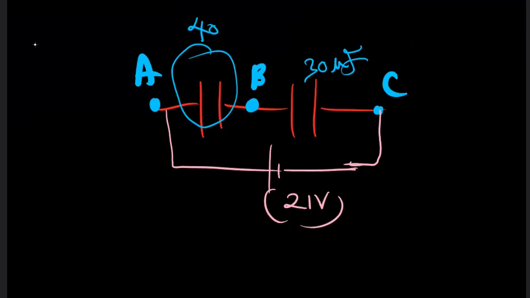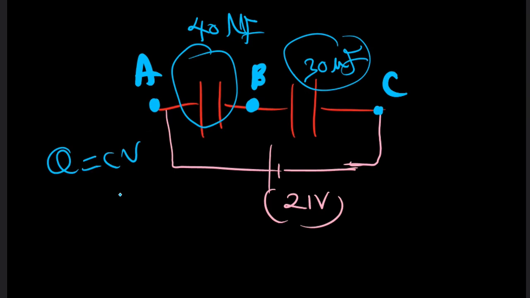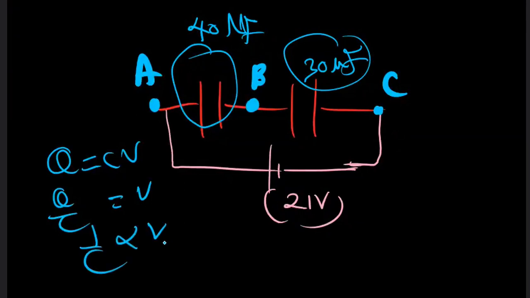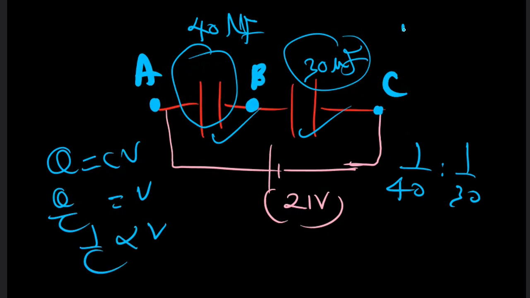So we have 40 microfarad and 30 microfarad that are in series. Right. Now again you should know this theory, Q equals CV. So we know, yes, V equals Q over C. So V is proportional to 1 over C. So let's take this ratio. 1 over 40 is to 1 over 30 ratio. That must be equal to the potential ratio across AB and BC. Right. V1 is to V2.